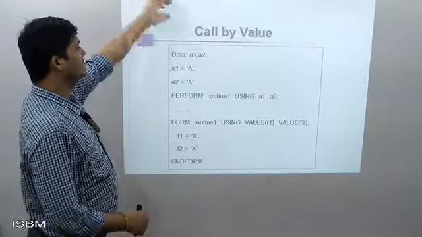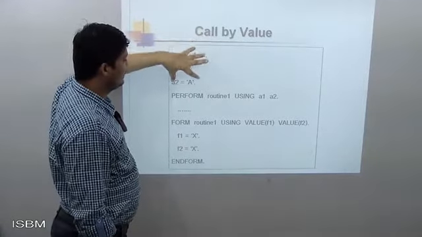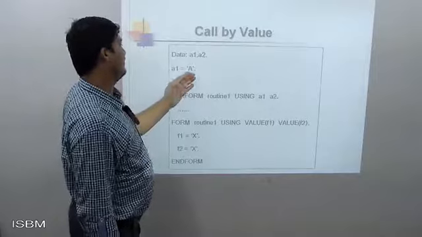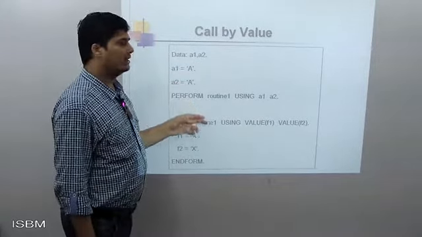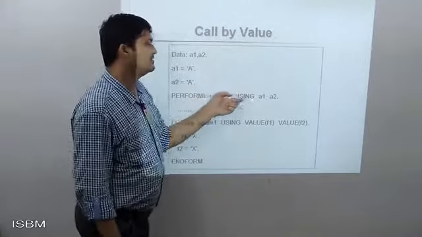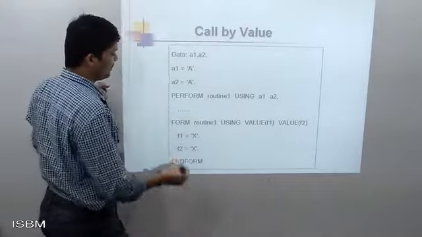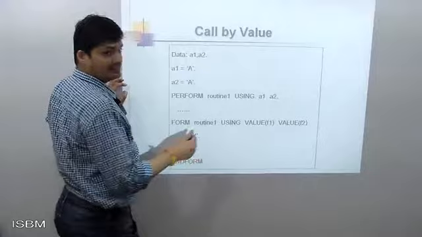Again, I'm going to repeat these things. Initially we need to declare data, then the values should be put in those two data, A1 and A2. Then we are using the routine. Here we are using the special keyword using: perform routine 1 using A1 and A2, then form routine 1 using value F1 and value F2. These are the things.